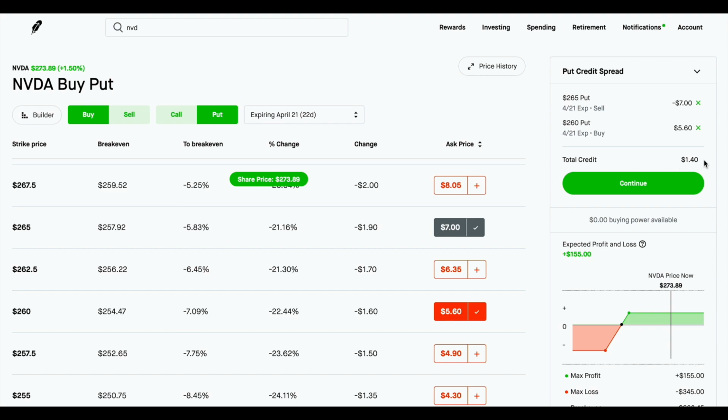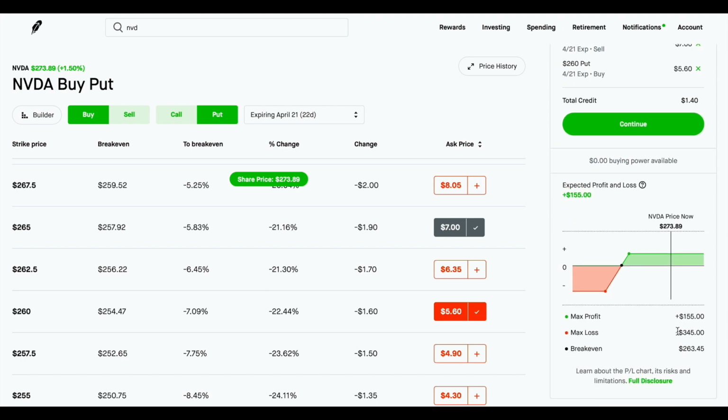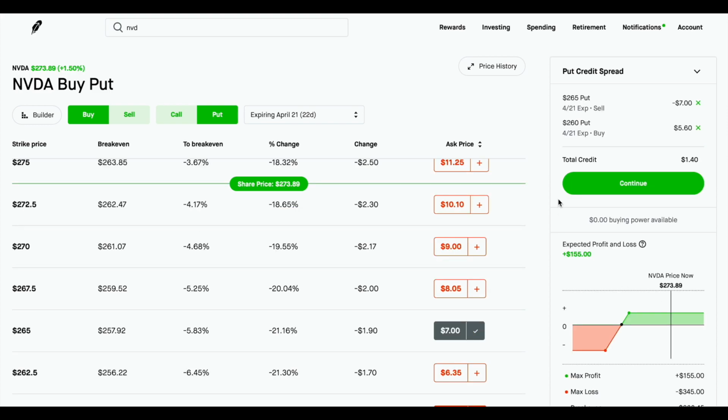Here, you would get a total credit of $140. So today, if you executed this put credit spread, $140 would be deposited into your account. If the option expires worthless, nothing happens, and the $140 stays in your account. If it doesn't, you will have a max loss of $345. As you can see here, again, this is roughly a 30% return.